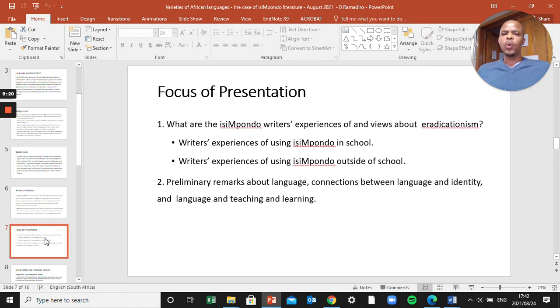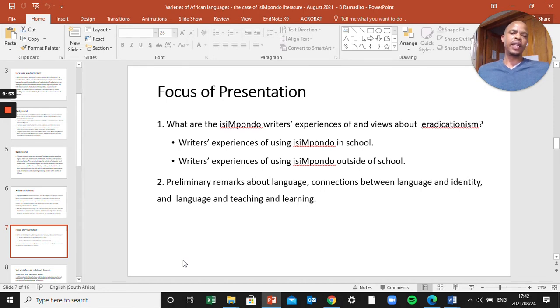And the specific focus of this presentation, because the data was quite a lot, is on two questions really. So the first is, actually, one big question with two sub-questions. That is, what are the isiMpondo writers' experiences and views about eradicationism? So how have they experienced people trying to eradicate their particular varieties?